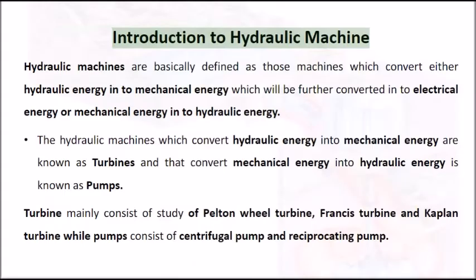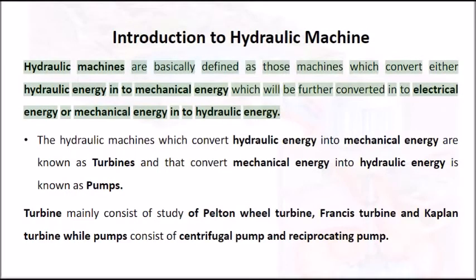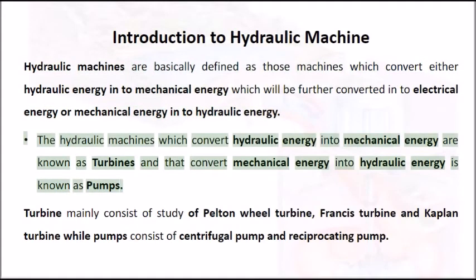Introduction to hydraulic machines. Hydraulic machines are basically defined as those machines which convert either hydraulic energy into mechanical energy, which will be further converted into electrical energy, or mechanical energy into hydraulic energy. The hydraulic machines which convert hydraulic energy into mechanical energy are known as turbines, and those that convert mechanical energy into hydraulic energy are known as pumps.